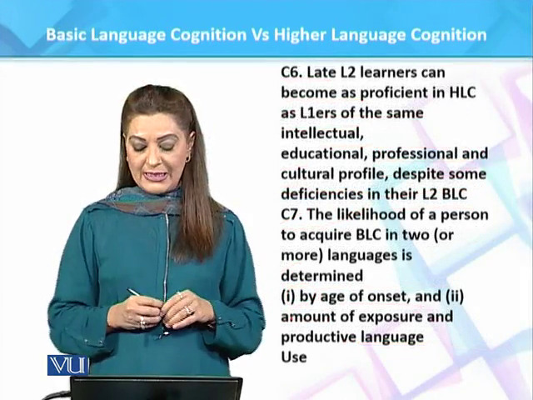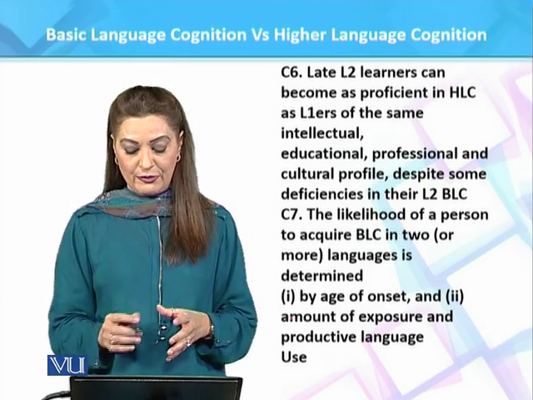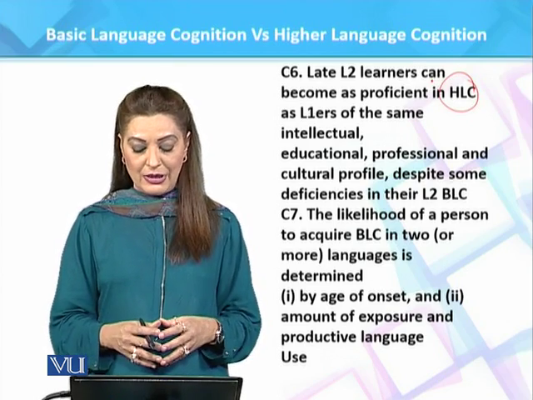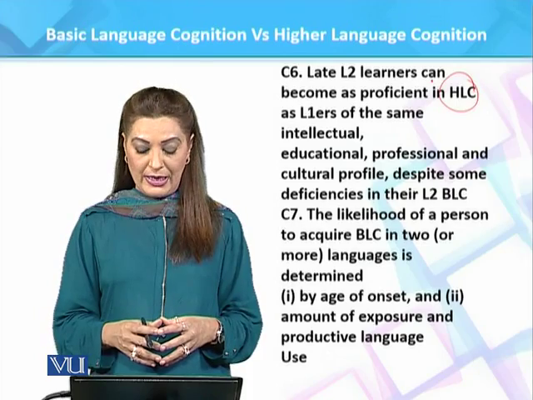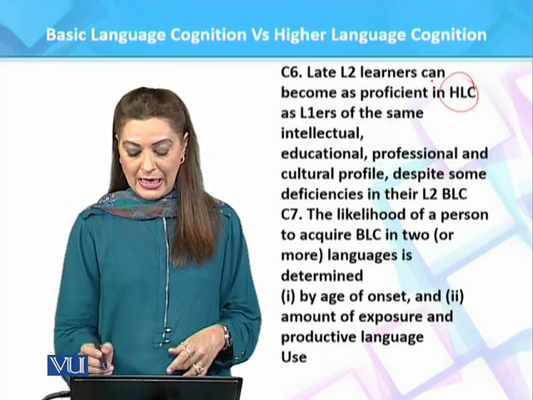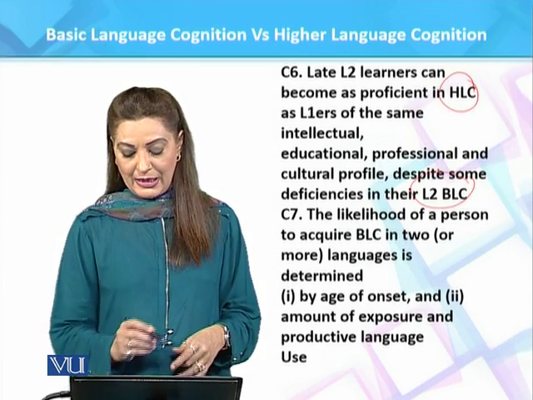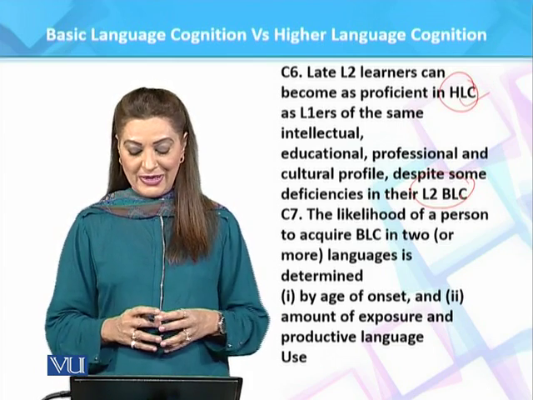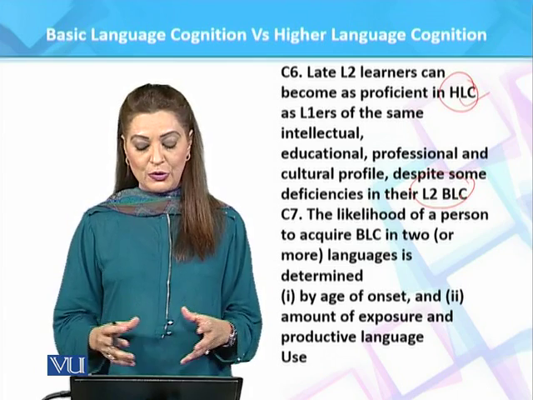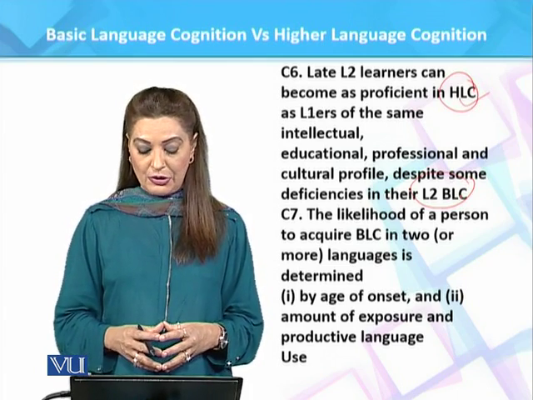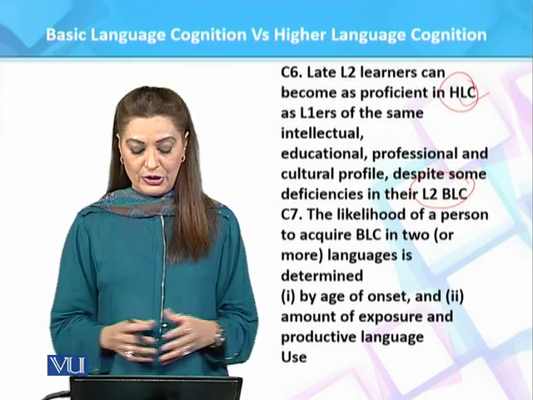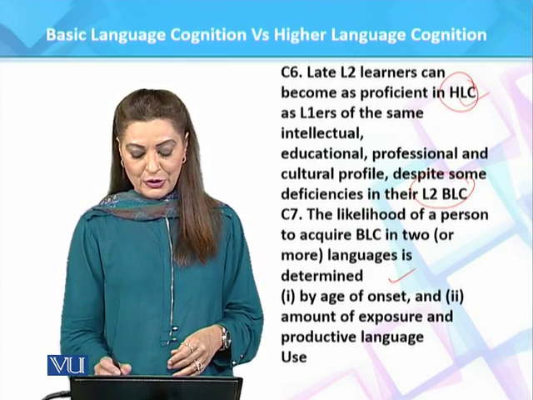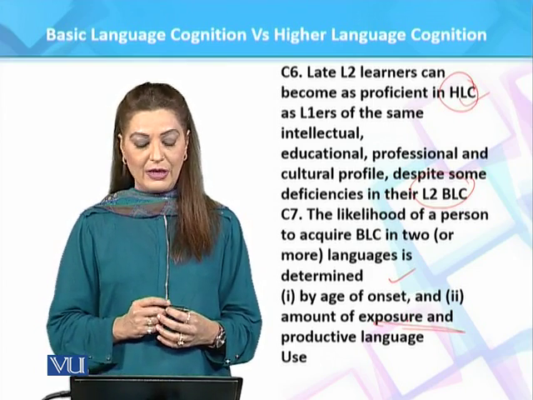The sixth corollary says late second language learners can become as proficient in higher language cognition as first language learners of the same intellectual, educational, professional and cultural profile despite some deficiencies in their second language basic language cognition. So they can have it in the higher language cognition, although they have the deficiency in basic language cognition. The seventh is that the likelihood of a person to acquire basic language cognition in two or more languages is determined by the age of onset, the amount of exposure and the productive language use.